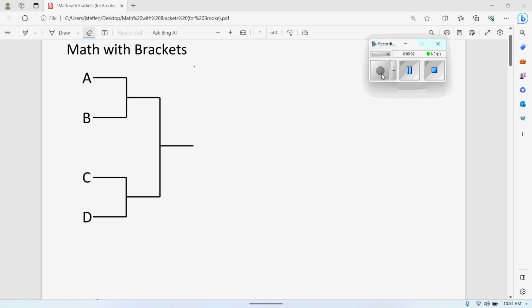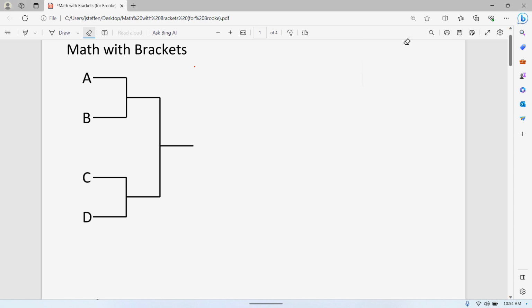So Mrs. Steffen told me that you guys are doing a really fun activity where you're bringing in snacks and trying to find out what the best snack is. And the best way to do that is to make brackets where they go head to head and the winner moves on. And so at the end, you will find the ultimate best snack.